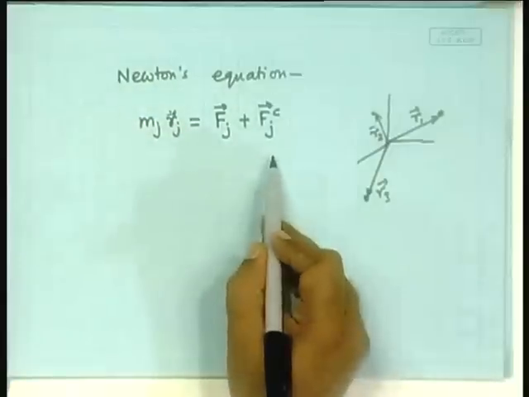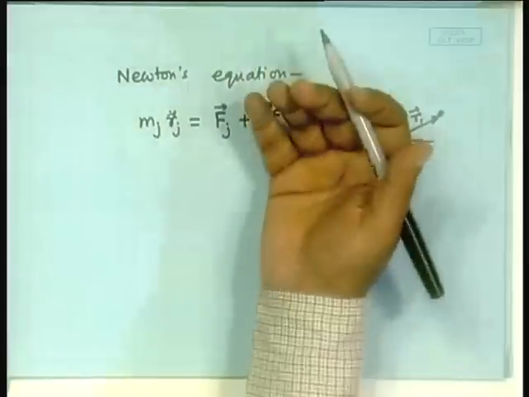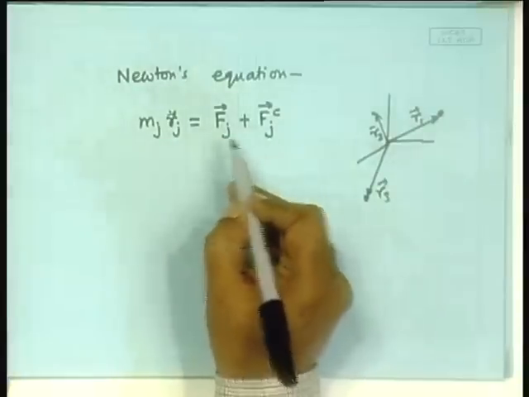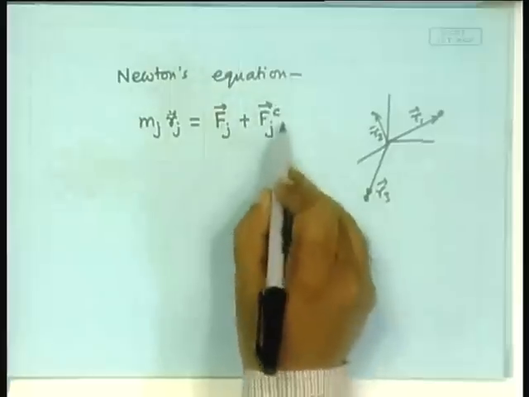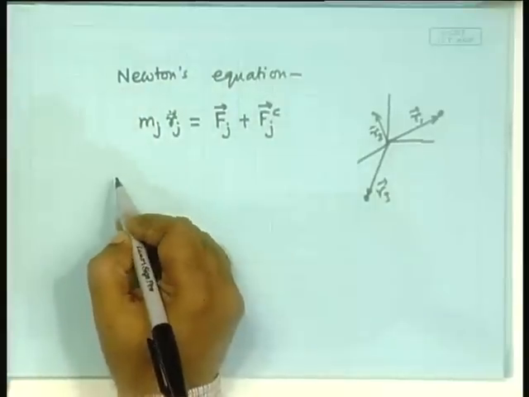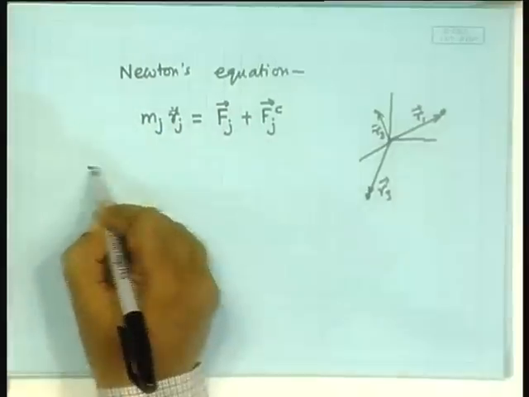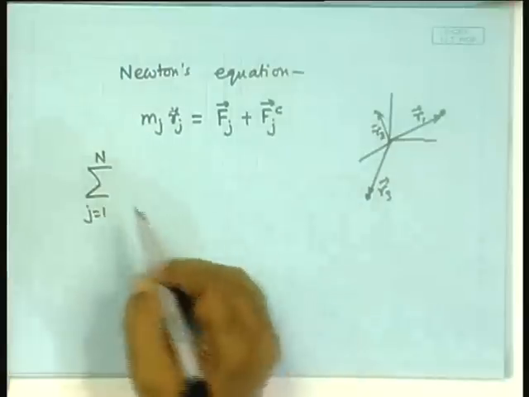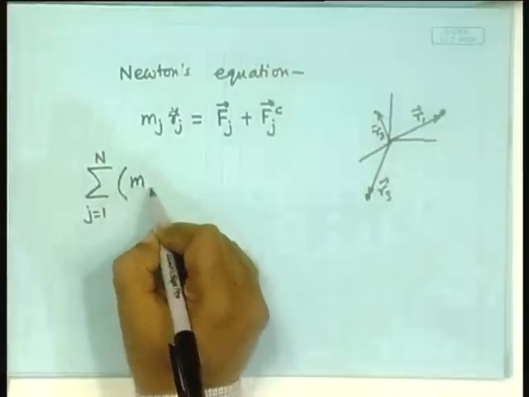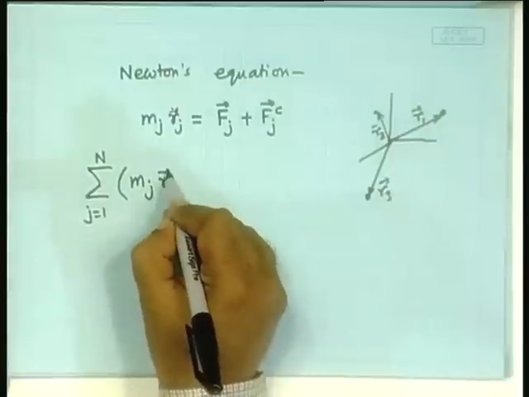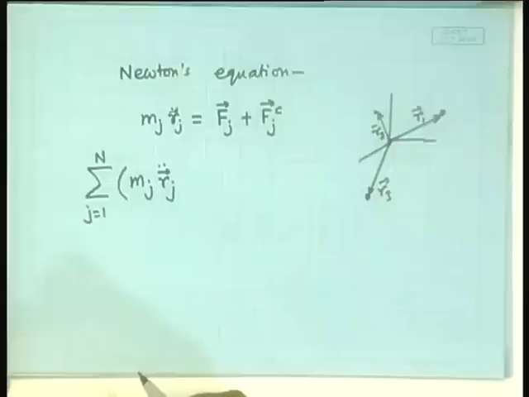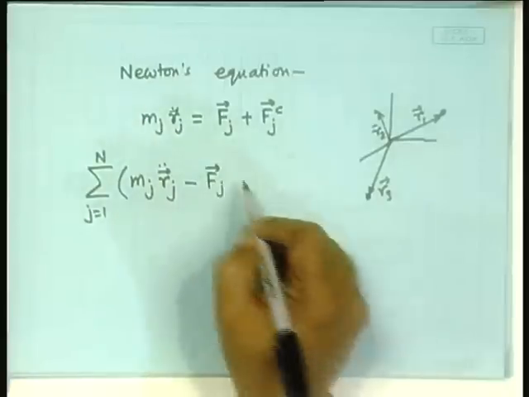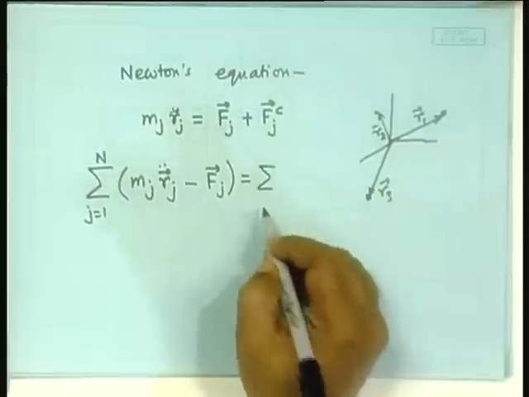For each mass point, we will have equations like this, and then we can add them up to obtain equations of this form. I will put this one here to keep the right hand side only with the constant force, so that we can eliminate that later. We will add up all the equations. So, sigma j equals 1 to n, say n number of bodies, of m_j r_j double dot, this term minus f_j, this is equal to the total of the constant forces added together.